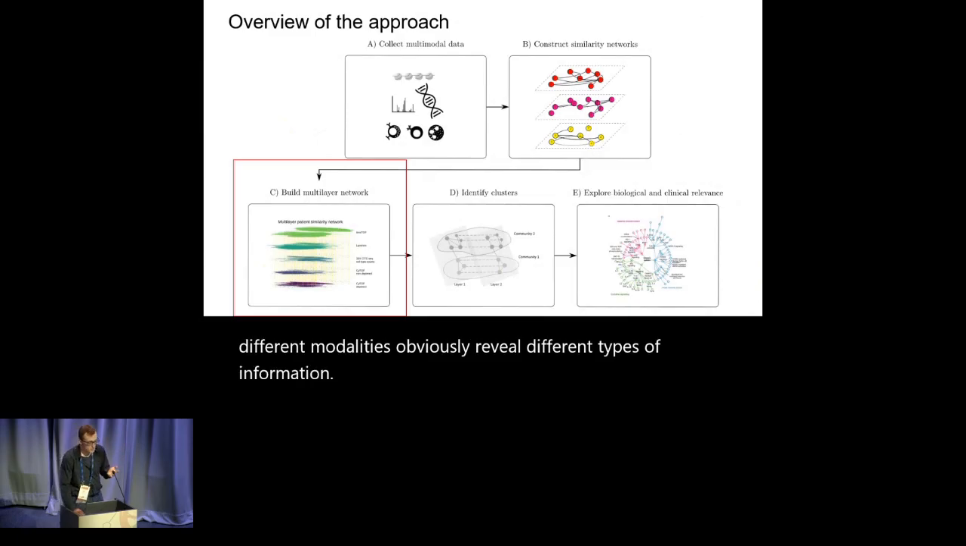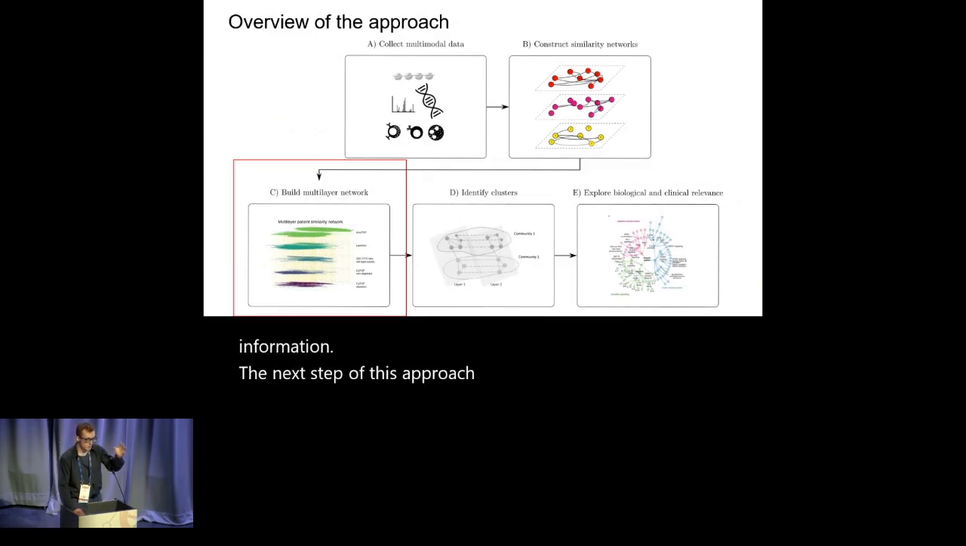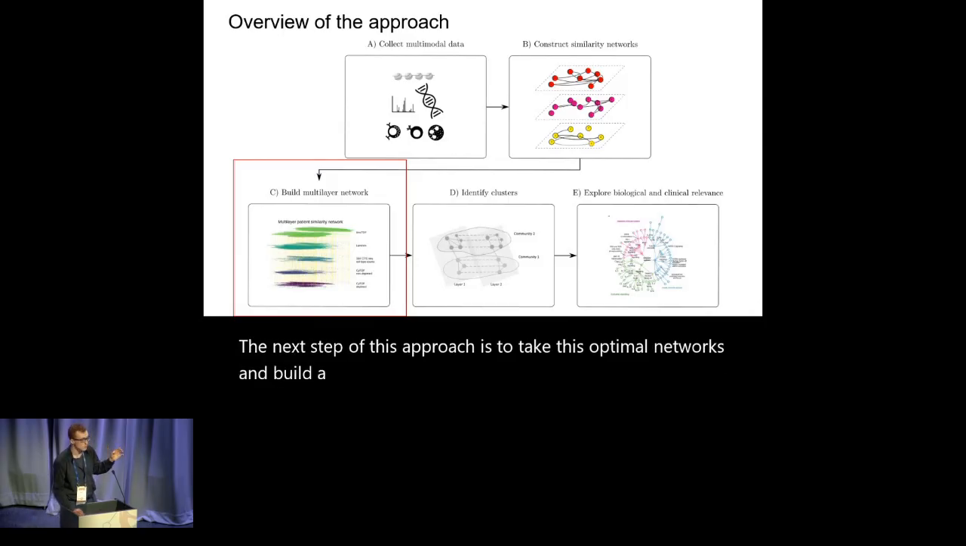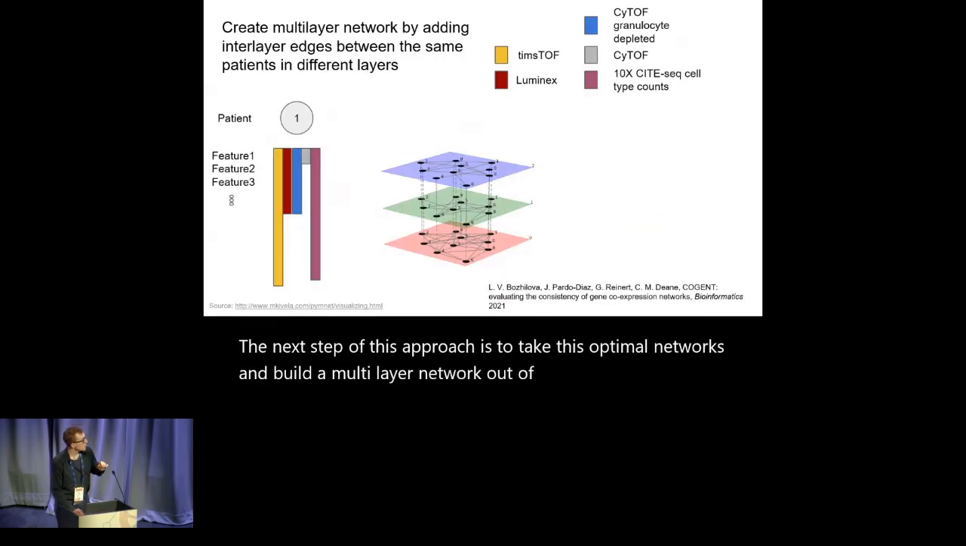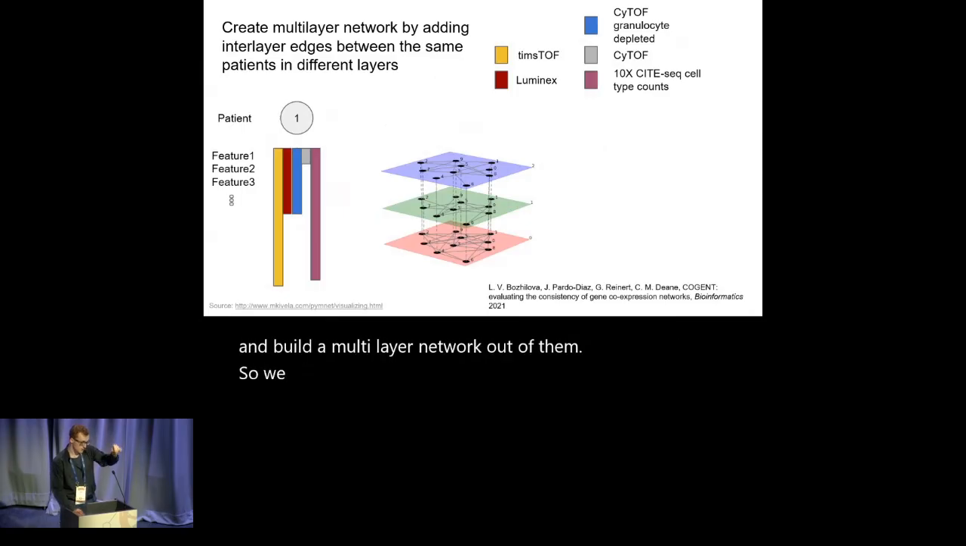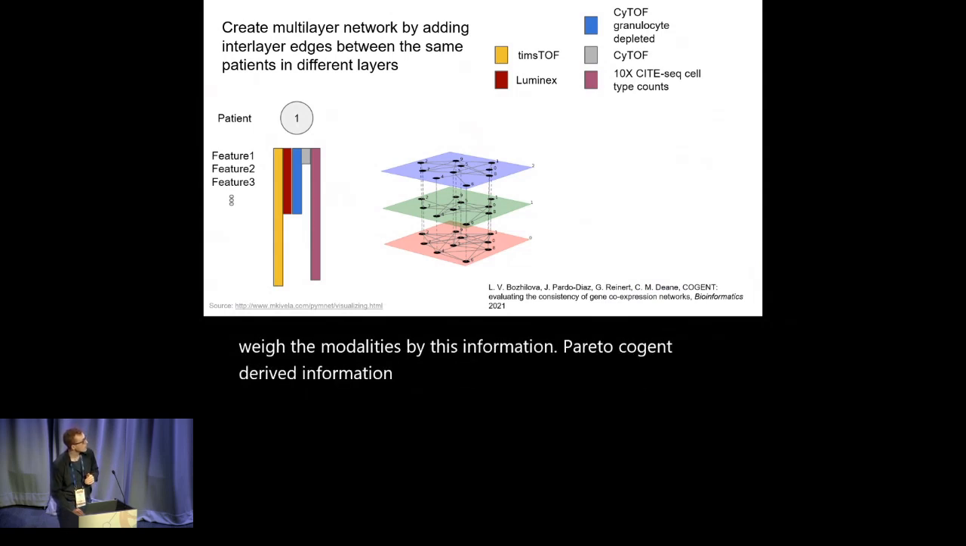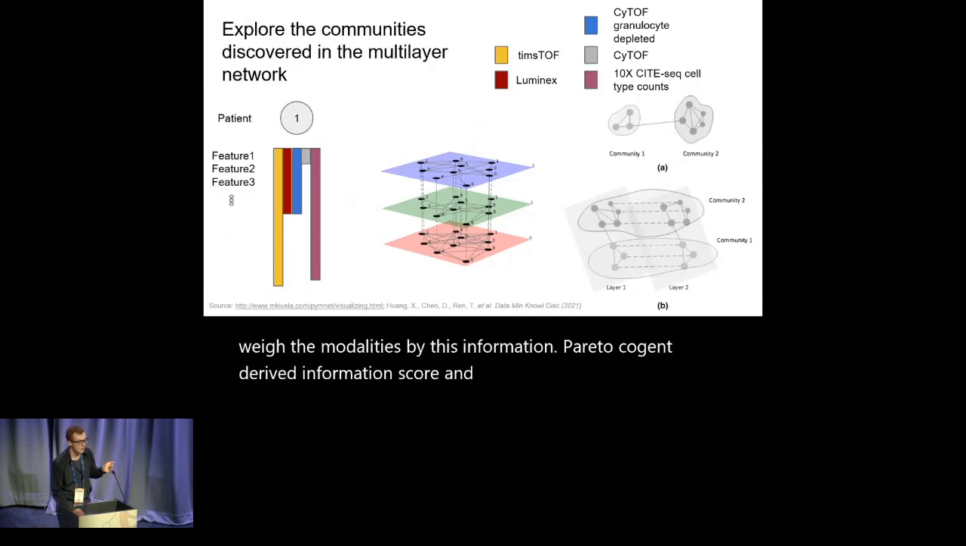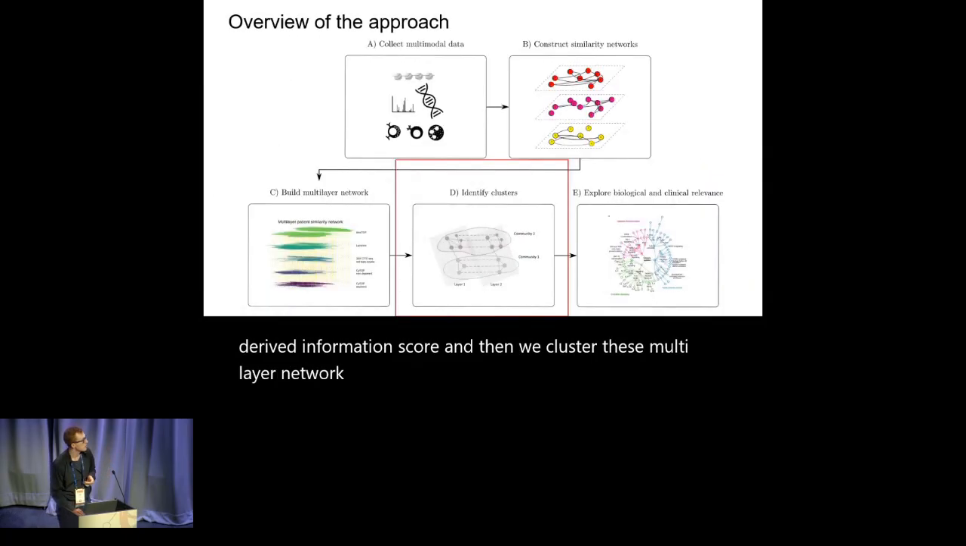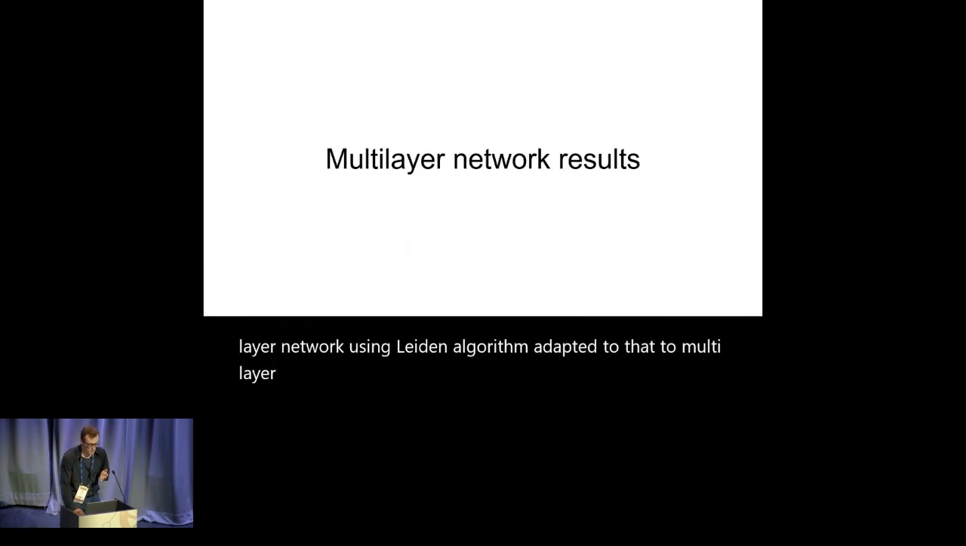The next step of this approach is to take these optimal networks and build a multi-layer network out of them. So we connect nodes by their identity across modalities. We weigh the modalities by this Pareto-derived information score. And then we cluster this multi-layer network using the Leiden algorithm adapted to multi-layer networks. And now I'll talk about the results.